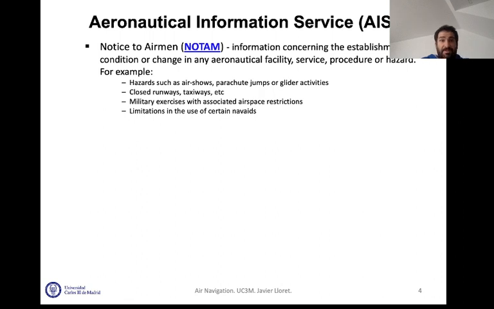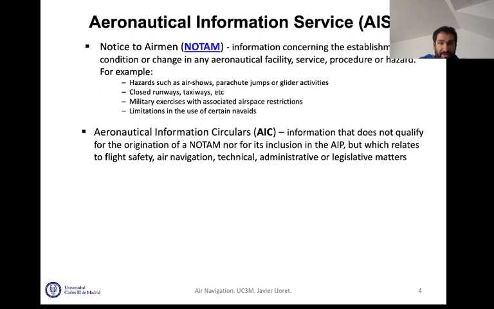Then we have NOTAMs, notice to airmen, as information concerning some hazard that is temporary and that might compromise safety. So for instance, hazards such as air shows, parachute jumps, closed runways, military exercises, these might come in a NOTAM. And then we also have the circulars. This is information that does not qualify for a NOTAM, nor for inclusion in the AIP, but at some point is needed to clarify or to ensure safety.